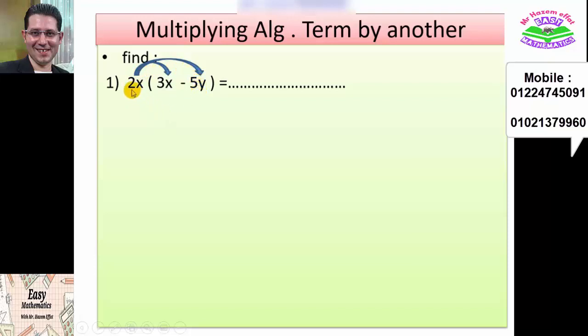Okay, it will be the first one. 2x multiplied by 3x, yes, it will be equal to 6x power 2. 2x by negative 5y, it will be equal to negative 10xy.